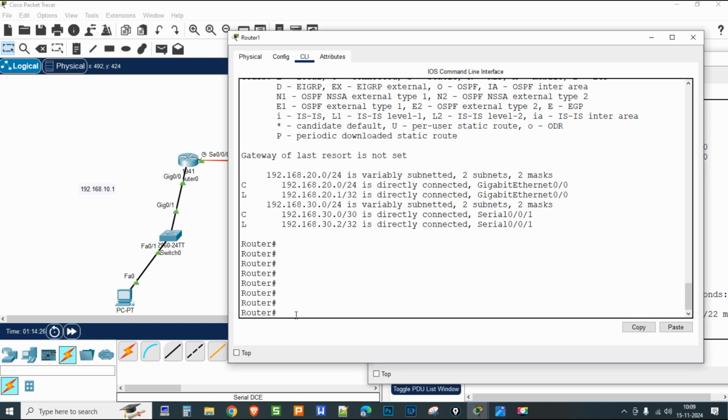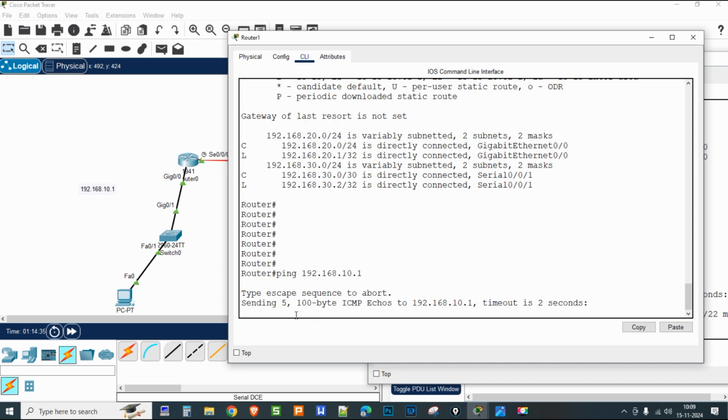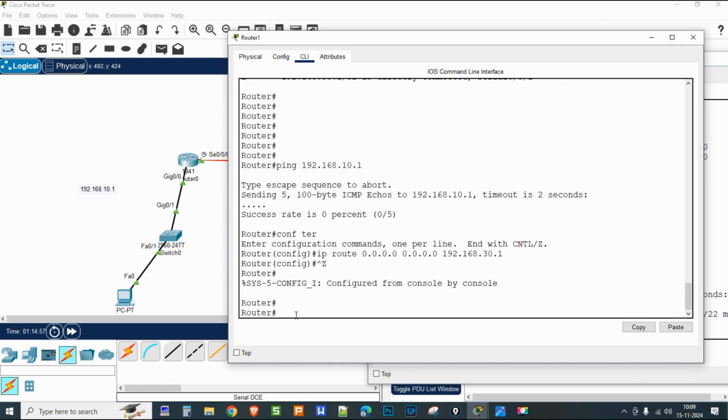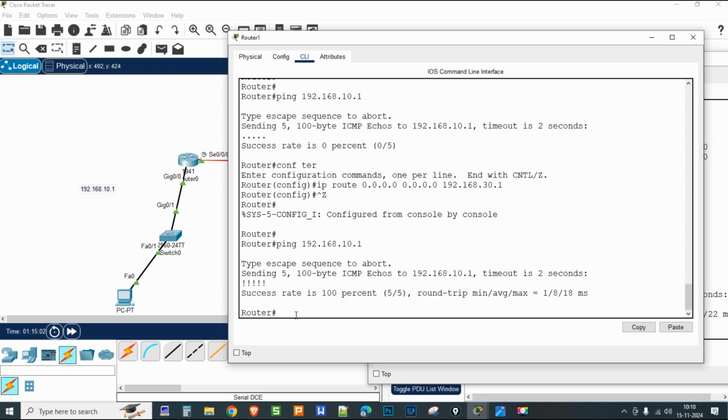Now we check the remote network 10.1. It does not know where the traffic is going, which interface. So we need to configure the static route or default static route to go through that interface. The command is IP route 0.0.0.0 0.0.0.0 192.168.30.1. Now we check ping followed by the remote network address. You can see the packet delivery success rate is 100%.